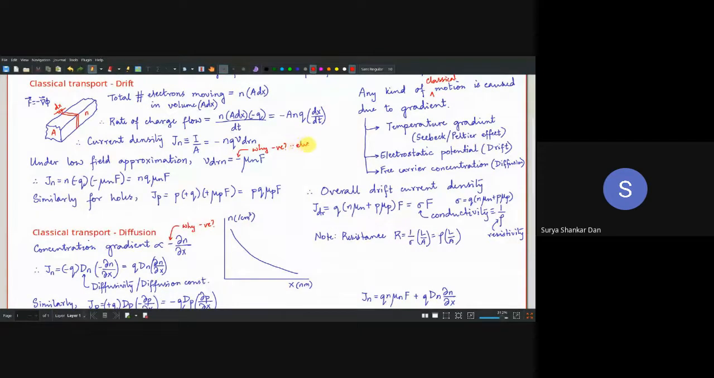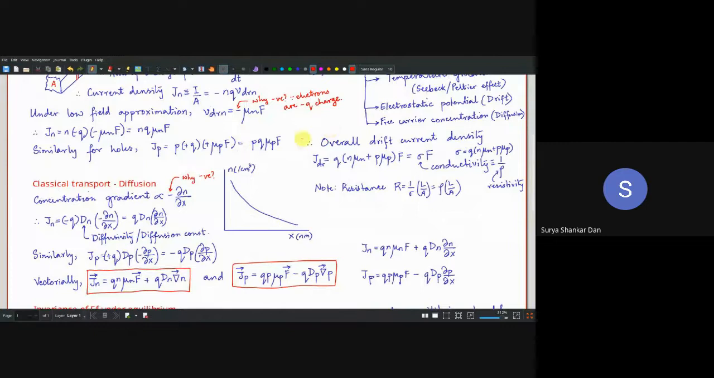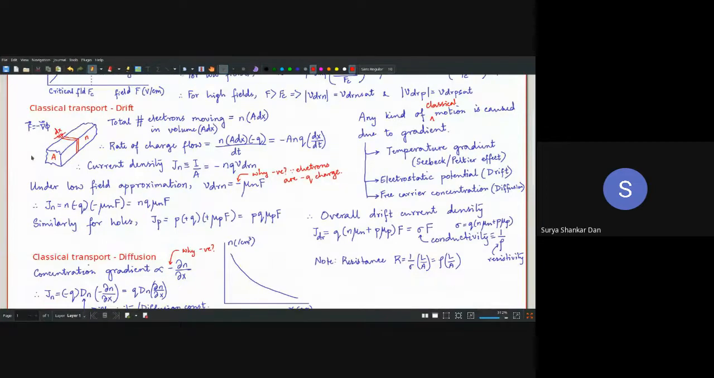since electrons are minus q charged. Okay, so now you are always going to have a minus here. So we will go by first principles. Jn will be equal to, जैसे हमने यहाँ पर निकाले थे ना, minus nq. ये माइनस कहाँ से आया था? ये माइनस q के कारण आया था, right? And instead of this vDrn, I will replace it by minus mu n F, and you will get this result.